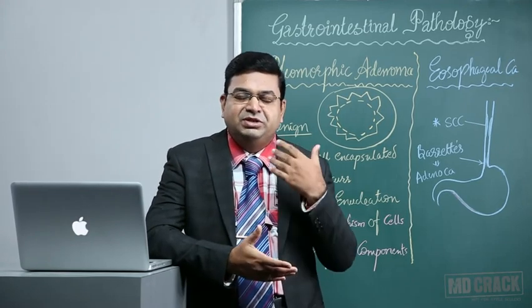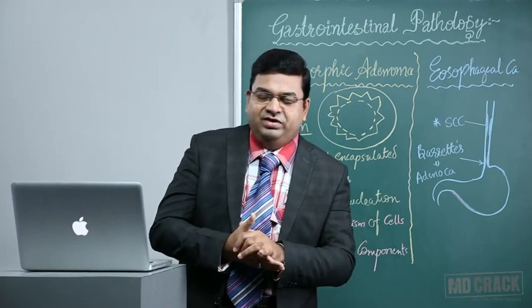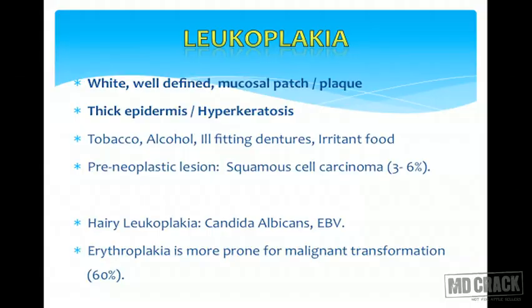This chronic irritation makes the epithelium suffer a variety of preneoplastic lesions. So remember, leukoplakia is a very important preneoplastic lesion. It can progress to squamous cell carcinoma in around 3 to 6% of cases. Remember, erythroplakia is much more premalignant, having the highest malignant transformation, around 60%. Leukoplakia is around 3 to 6%, whereas erythroplakia is much more dangerous.